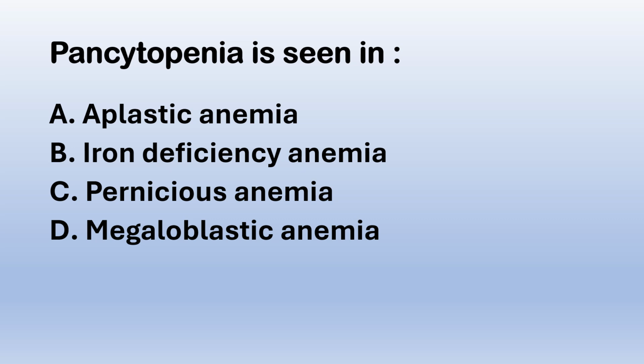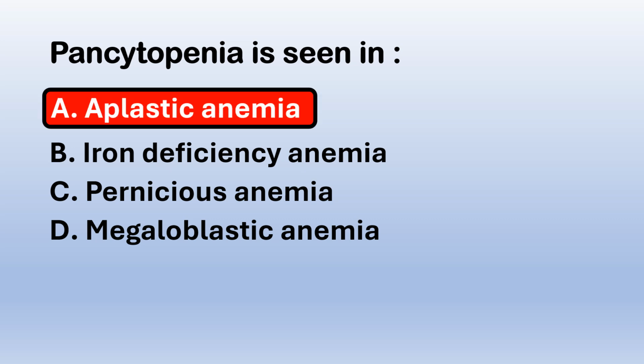Pancytopenia is seen in A. Aplastic anemia, B. Iron deficiency anemia, C. Pernicious anemia, D. Megaloblastic anemia. And the answer is A. Aplastic anemia.